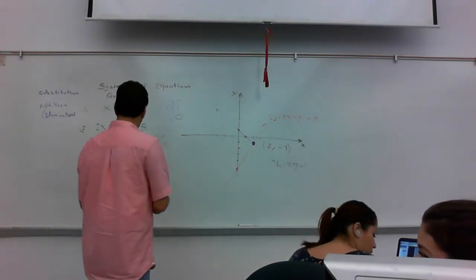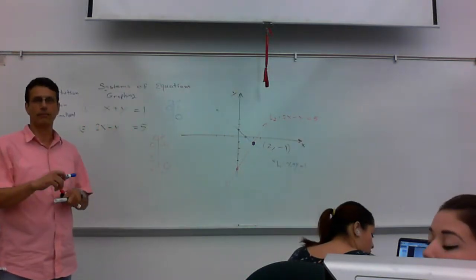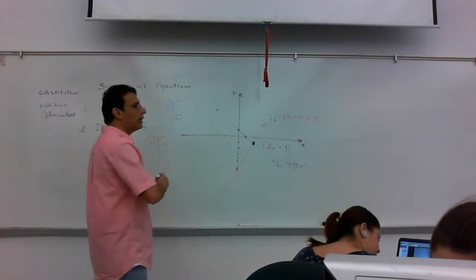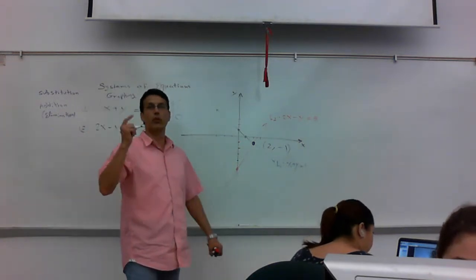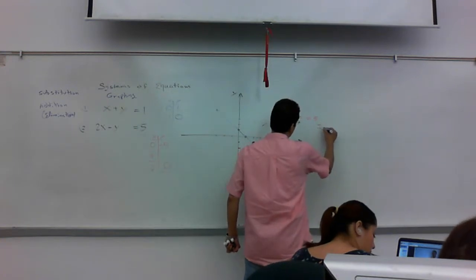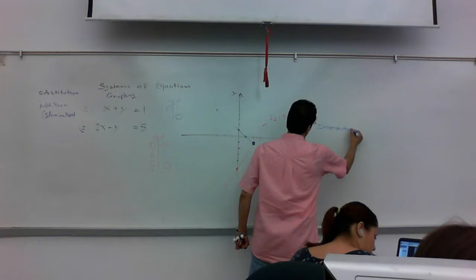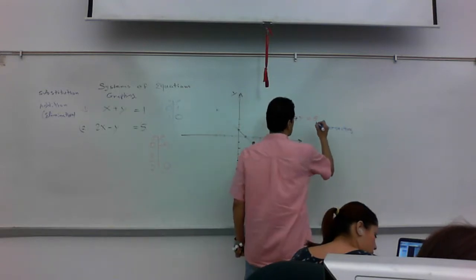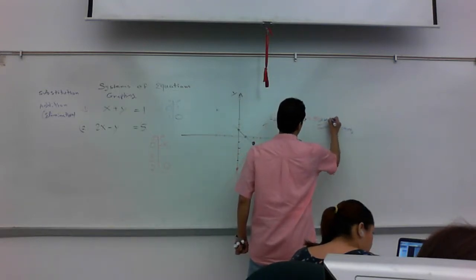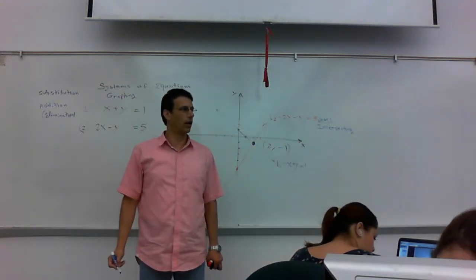So here's what's happening, class. The two lines are intersecting, aren't they, right? So when do we have a solution when we graph if the lines are intersecting? So I'm going to call this case 1. Case 1, we have intersecting lines. Is everybody clear?